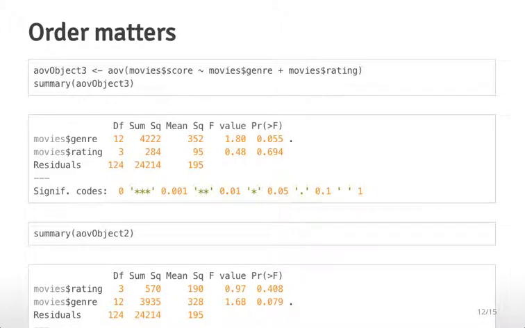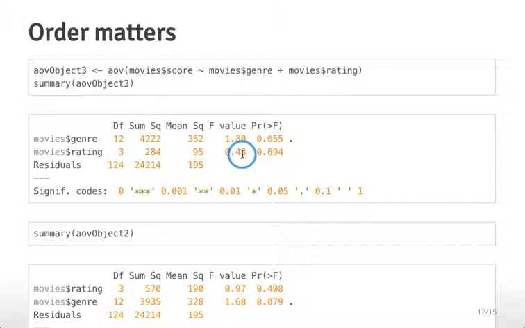So an important thing to keep in mind is that unless you have a balanced design, the order of the variables actually matters. So if we look at a second version of this analysis of variance where it's the exact same thing, we have score on the left-hand side, the tilde, but now we've just flipped the position of rating and genre. So genre comes first and rating comes second. You can see that you get a different F value for genre and a different p-value, and same thing for rating. And the reason why is that now this F value corresponds to the variation in the Rotten Tomatoes score that is explained by genre without taking into account any other variables.